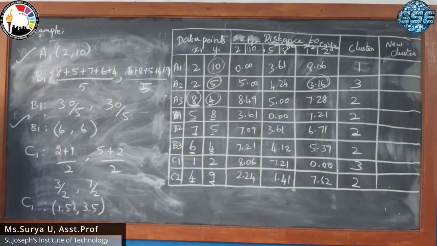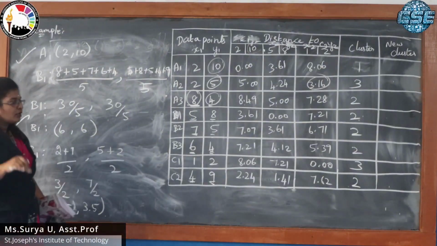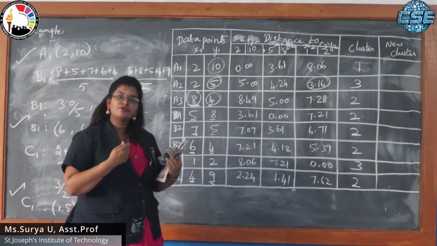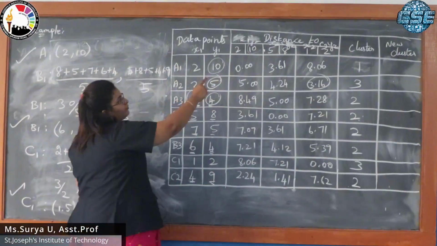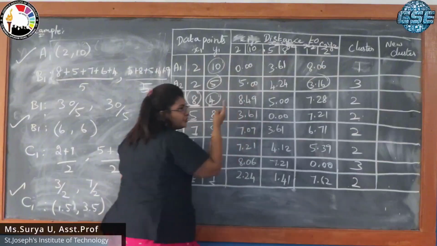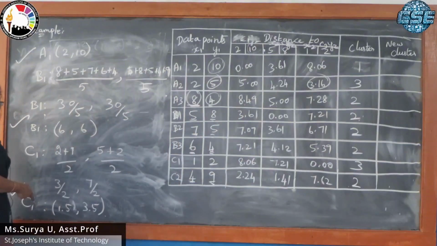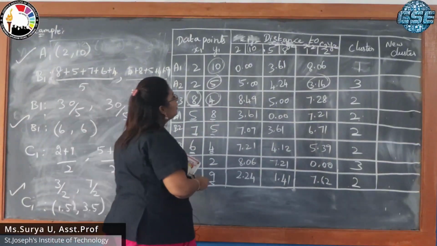So these are my new centroid points. I have found 3 new centroid points. So now what do we have to do? Again we have to do the same procedure using these 3 centroid points. So we have to change the old 3 centroid points into these new centroid points. Okay, let me change and I'll explain.